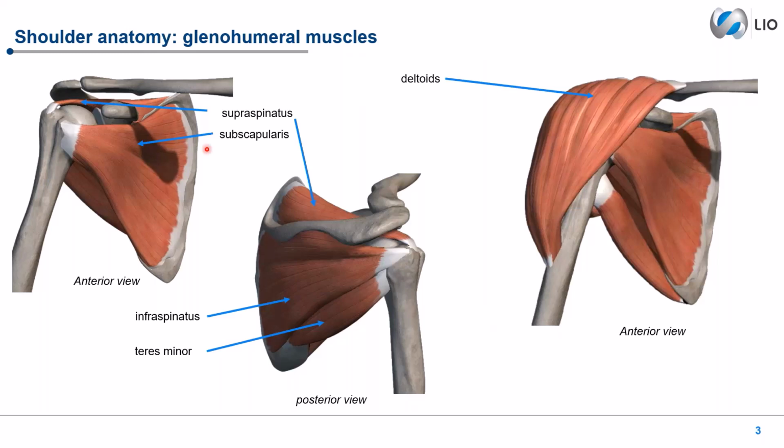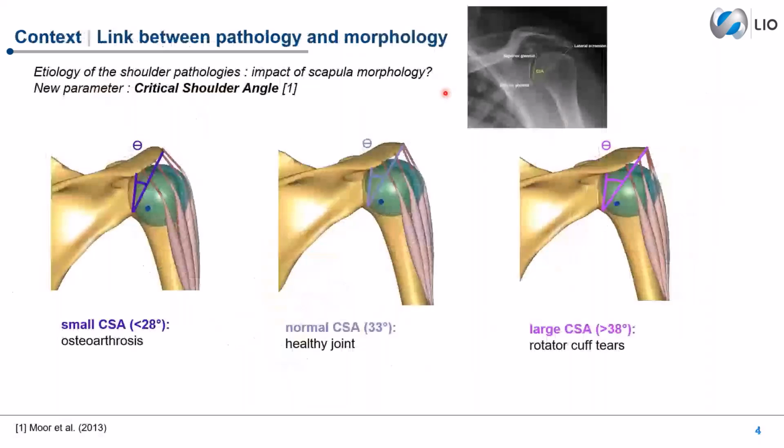But they're very small muscles, so in order to perform abduction, the torque is produced by the deltoid, that goes all around the shoulder, and that's a very, very big muscle with a large moment arm, and that's really the one that performs abduction. So the etiology of the common shoulder pathologies, such as osteoarthrosis or rotator cuff tear, is still really poorly understood. But one hypothesis is that the morphology of the scapula affects the biomechanics of the joint, with some individuals maybe more prone to develop certain pathology.